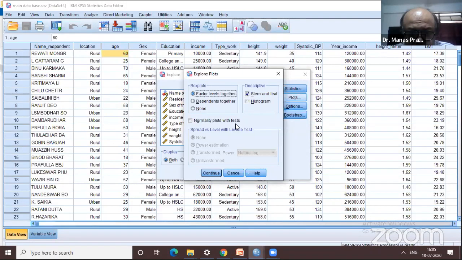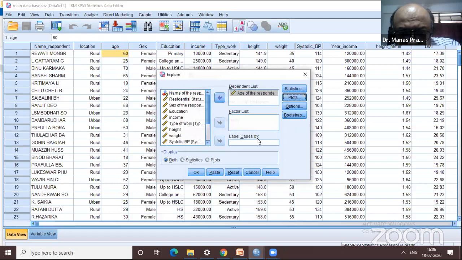Okay. So the histogram is there. You can calculate the histogram there. Then there is "Normality plots with tests." You have to select this one. If you select this option, then the Kolmogorov-Smirnov test for testing the normality will also be done with this option. Normality plots with tests.